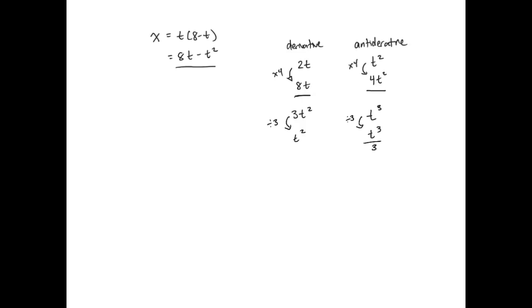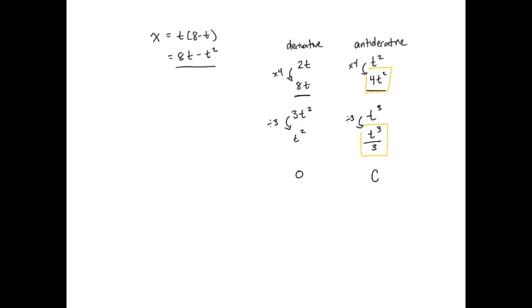So we know that we're going to have a 4t squared, and we're going to have a t cubed over 3. But we have to add one more term, and that's going to be a constant c, any constant c, because the derivative of any constant is equal to 0. And so it's possible that the antiderivative of our equation has some sort of constant c.